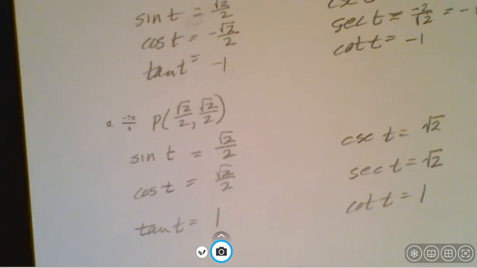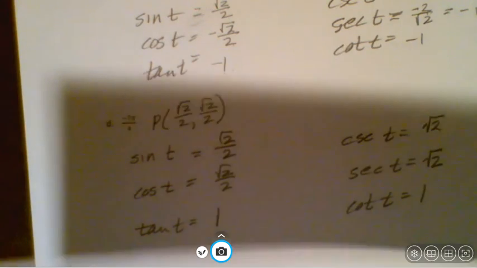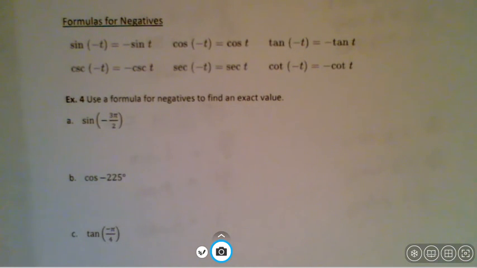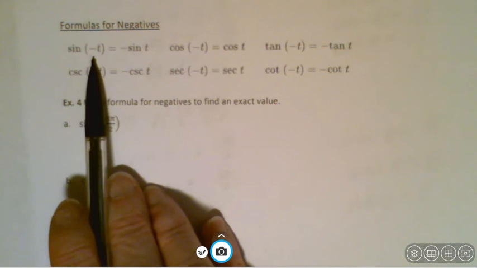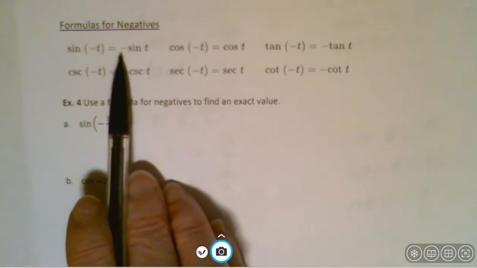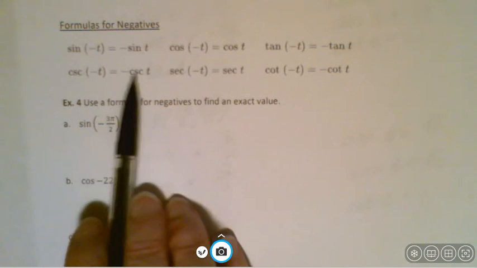Let's see if we can get example 4. So to do example 4, we need to understand this formula for negatives. What it basically shows, if you just look at it for a minute, is that if you take the sine of negative t, that's the same thing as the opposite of the sine of t. And of course, that's true for its reciprocal.